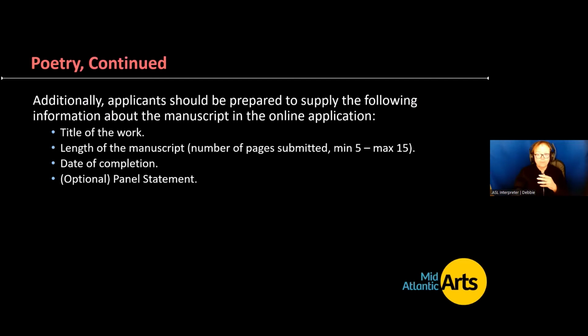Additionally, applicants should be prepared to supply the following information about the manuscript in the online application. The title: please use the name of the first submitted poem as the title of your manuscript. The length of the manuscript, number of pages submitted, minimum 5, maximum 15. The month and year the collection of poems was completed.